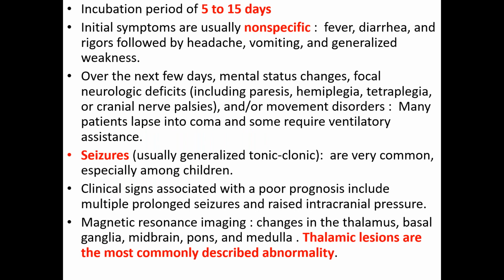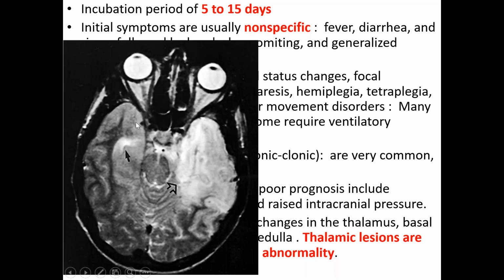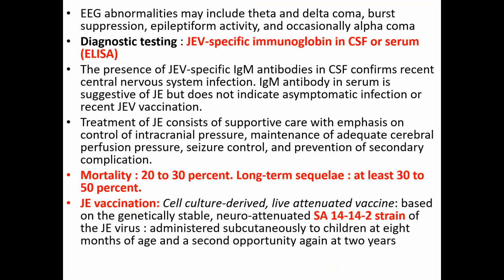The symptoms are usually non-specific, and there is a prodrome initially like fever, diarrhea, followed by headache, features of raised ICP, and vomiting. They will then have features of cortical involvement like encephalopathy, so mental status changes and neurological deficits occur. Patients then start having seizures. In the MRI, as you can see, you will see thalamic lesions. In the EEG, these patients have theta or delta coma and burst suppression.